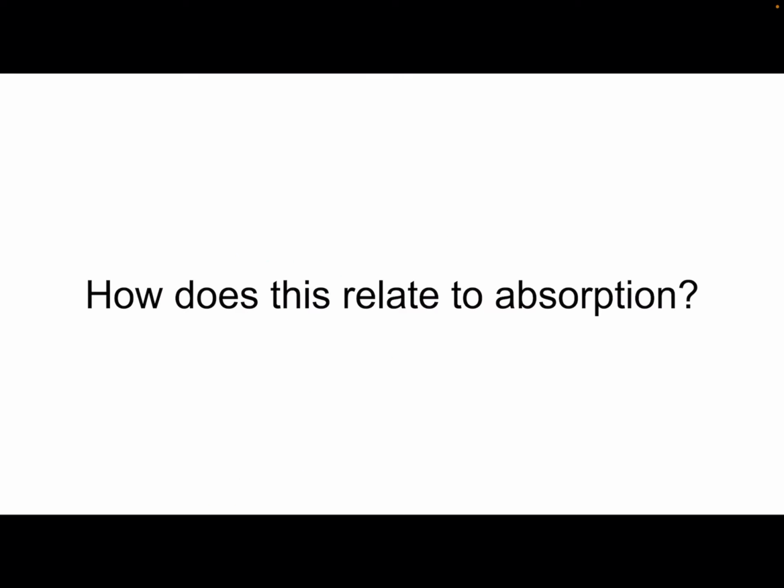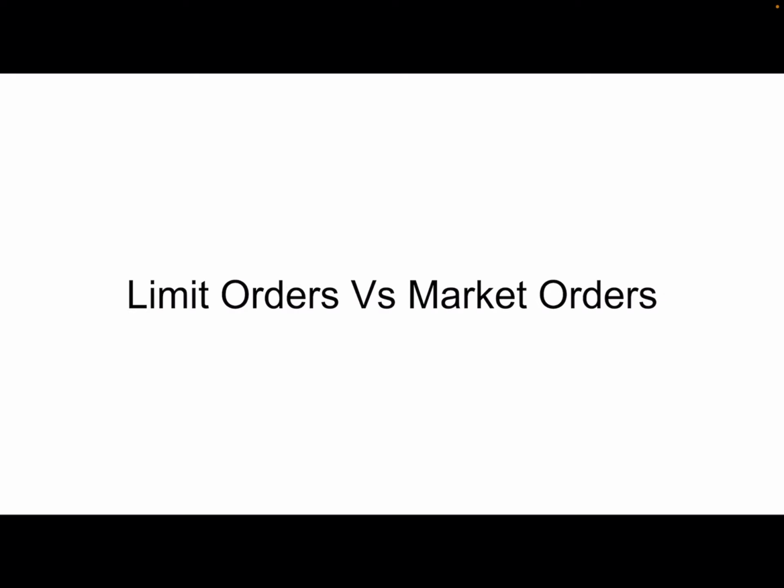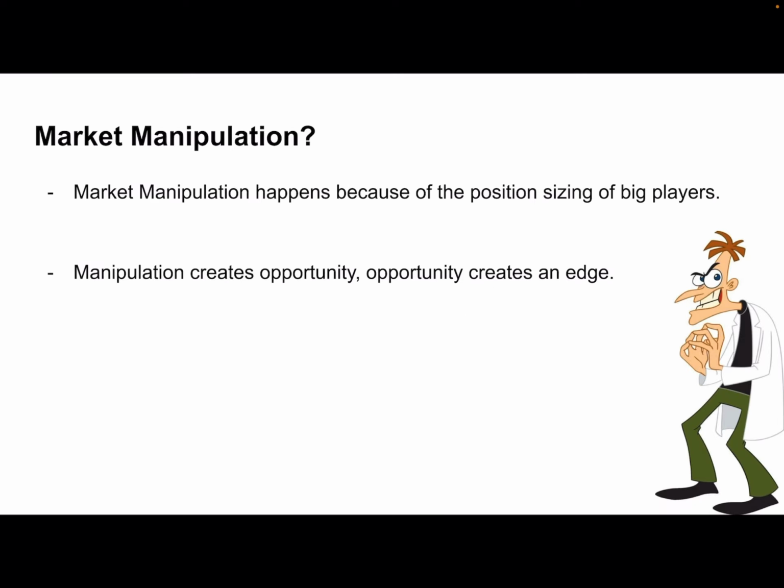And again, you might say, how does this relate to absorption? But it relates really well, because the market, just like I said, works in two ways: limit orders and market orders. And for us, market manipulation, the concept that you might have heard on Twitter a lot, works and happens because of limit orders. So when a limit order is being placed, the reason it's being placed is because a big player is making a plan of entering the market at a certain price.